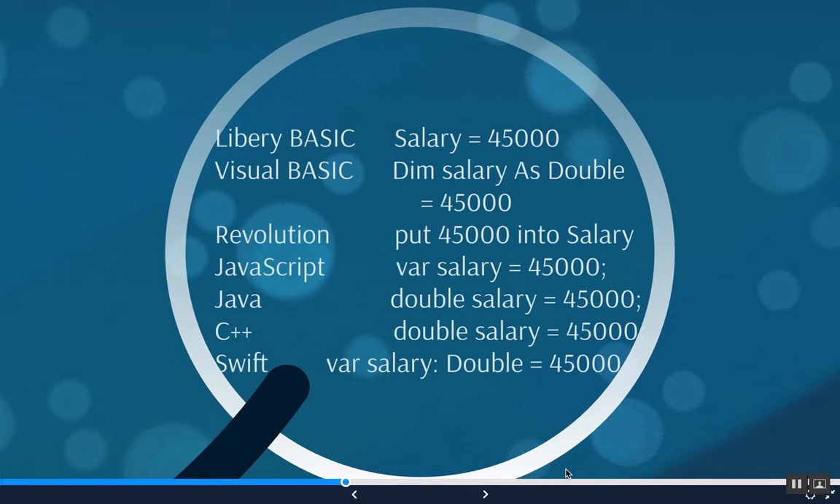Now Swift is a strongly typed language, but it can infer the type. If I had left the colon double off there, it would have inferred that salary was an integer. So just be aware there. We'll see that in code here in just a minute. I like to read the ones with the equal sign as 45,000 is assigned to salary, not salary equals 45,000. We're taking what's on the right and placing it into the variable on the left.